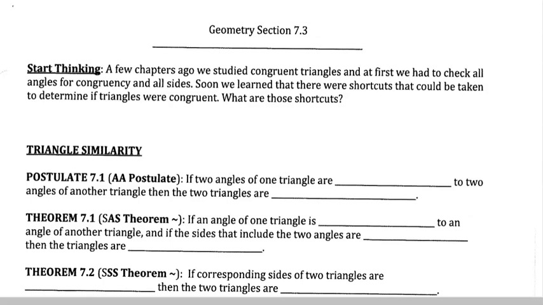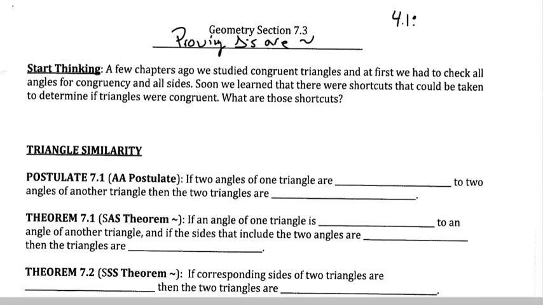Alrighty, let's go ahead and jump into 7.3. 7.3 is going to be on proving triangles are similar. So once again, you guys probably remember that in chapter 4, we started out by talking about what congruent figures were.